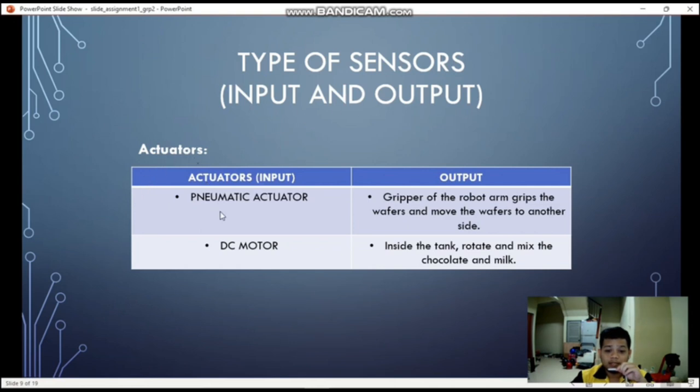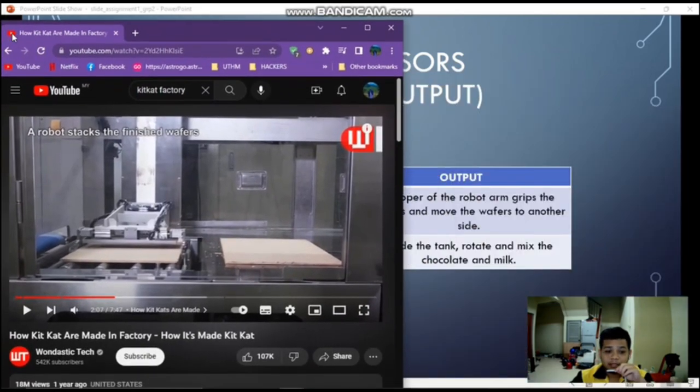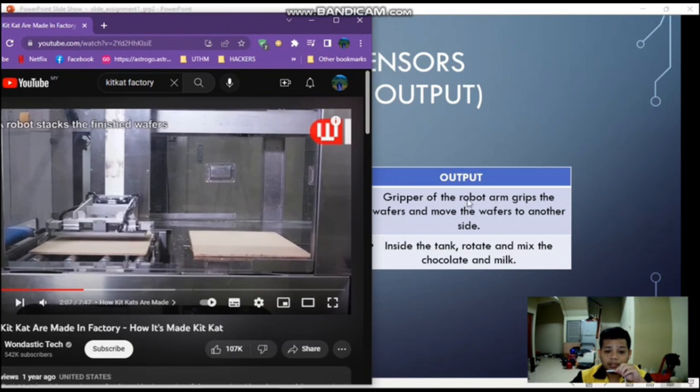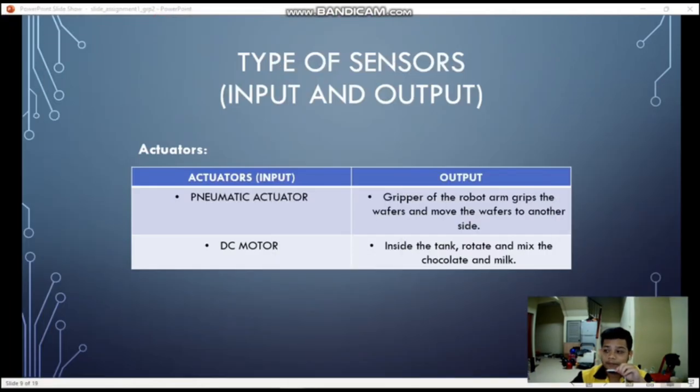Okay, for the types of actuators, input and output. The first actuator is the pneumatic actuator. For the output, the gripper of the robot arm grips the wafers and moves the wafers to another side. It is a gripper, and this machine uses pneumatic actuators.